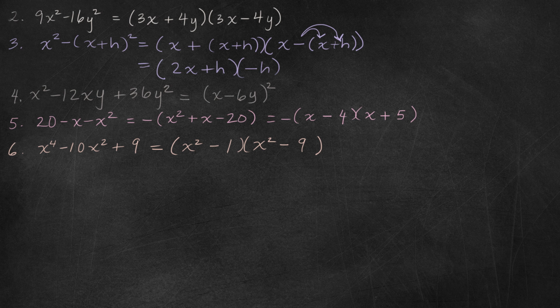Now x squared minus 1 is the difference of two squares. It can be factored further. So is x squared minus 9. So we'll keep going with this one. We have x plus 1 times x minus 1 times x plus 3 times x minus 3.